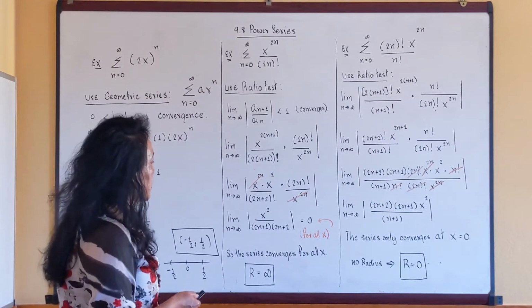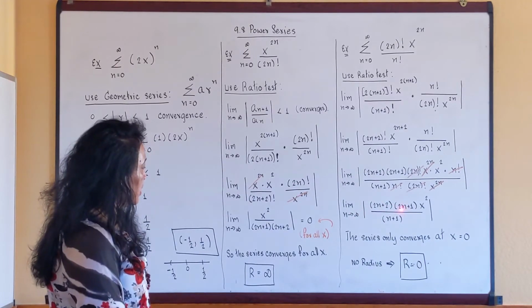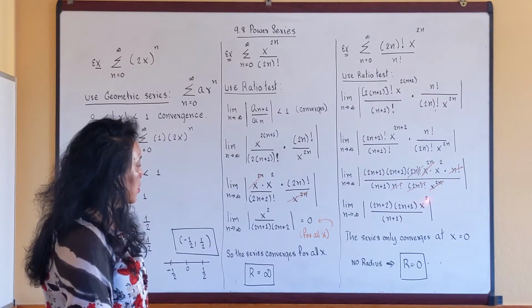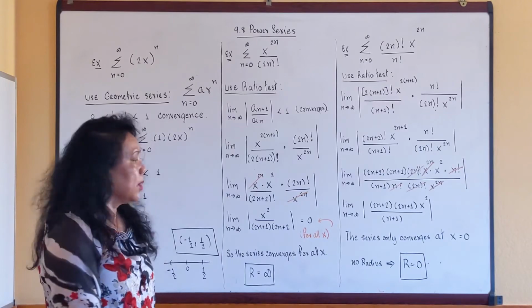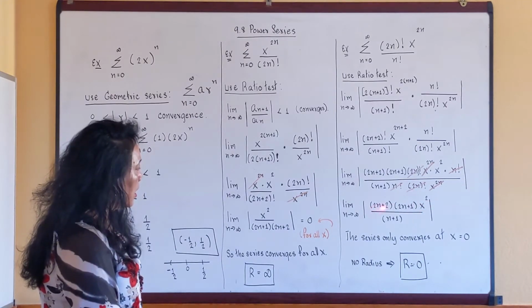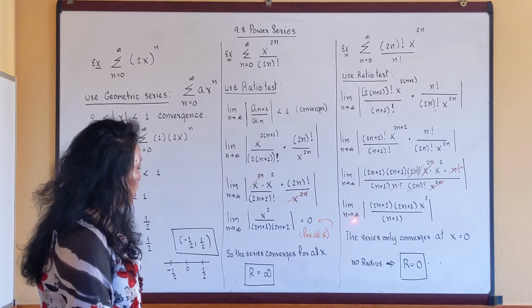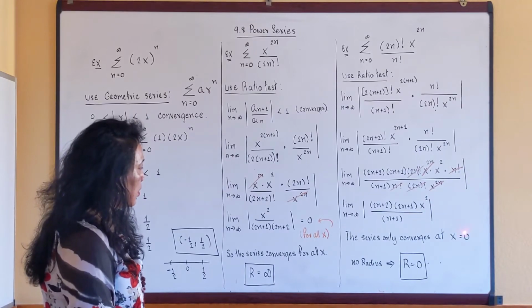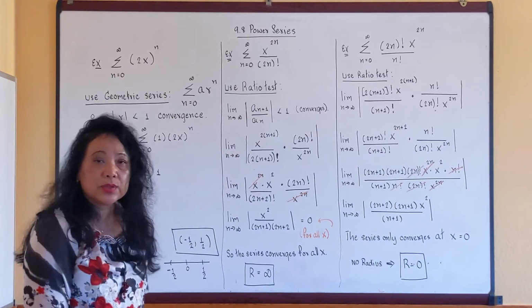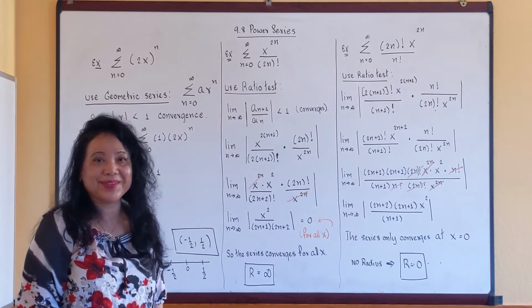So again, I want it to be less than 1. As n goes to infinity, the only way you can make it less than 1 is at one point, which is at x equal to 0. Because if x equals 0, the numerator will be 0, right? And then n goes to infinity, and you're going to end up with 0. So the only point that is less than 1 is x equal to 0. So there is no radius, which means the radius is equal to 0. All right, let's see more examples.